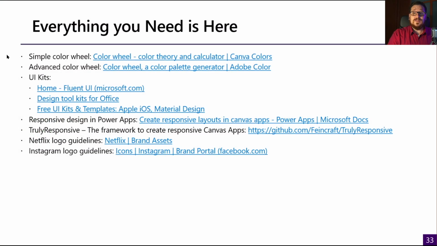So we discussed that there are several color wheels already available that you can use. There's a simple color wheel. There's a more advanced color wheel from Adobe, which allows you to create your own color schemas, general information about responsive design in PowerApps, a link to Truly Responsive, my framework to create responsive Canvas Apps, and as an example, logo guidelines for Netflix and Instagram.